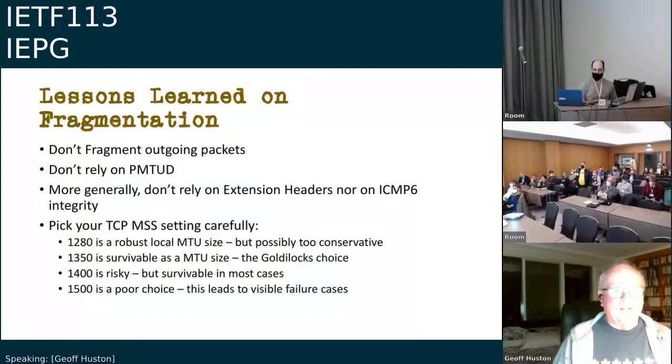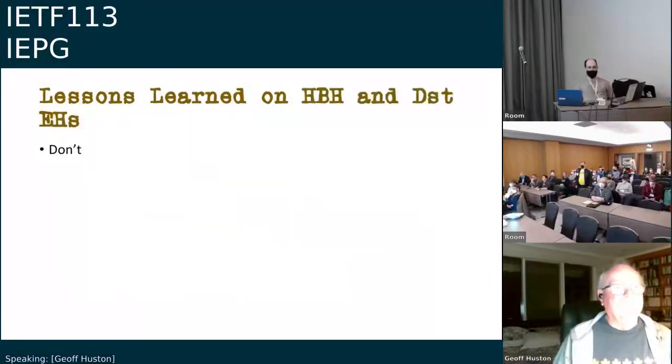So pick your MSS settings in TCP carefully. If you're going to fragment, keep it low. Keep it below 1400. It's a good idea. The lessons learned on hop by hop extension headers and destination option extension headers, that's easy. Don't.